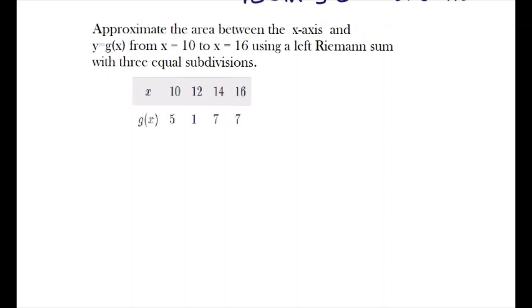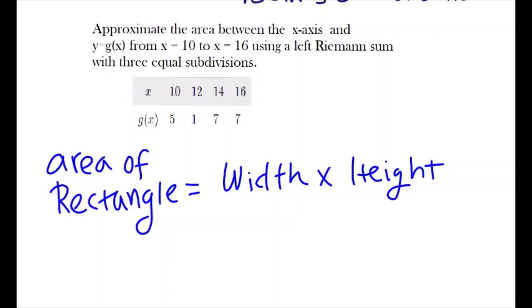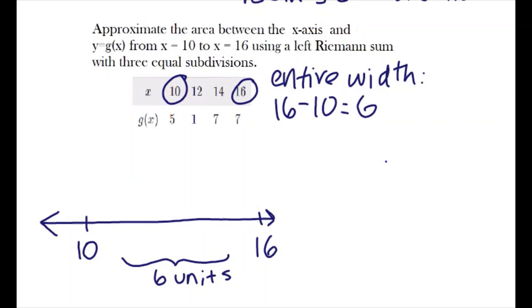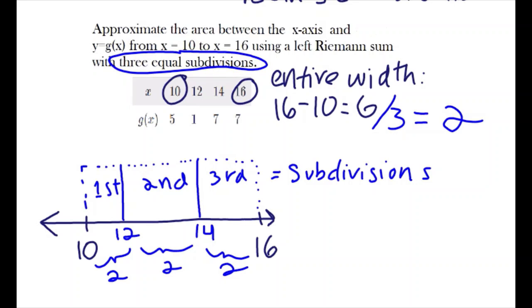Remember that Riemann sums are just approximations found through areas of rectangles that we can draw along a curve. So if we want to solve this problem of finding the area of a rectangle, we need two things, the width and the height of our rectangles. First, let's find the width of our rectangles, also known as subdivisions. The width of the entire area we are approximating is 16 minus 10, or 6. Using 3 subdivisions of rectangles, we know that the width of each rectangle has to be 6 divided by 3, or 2.